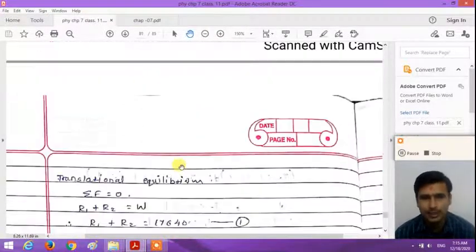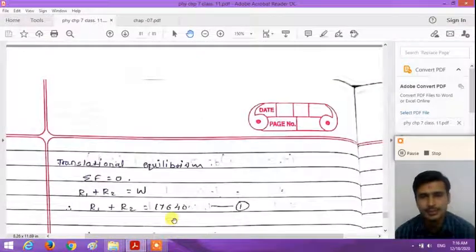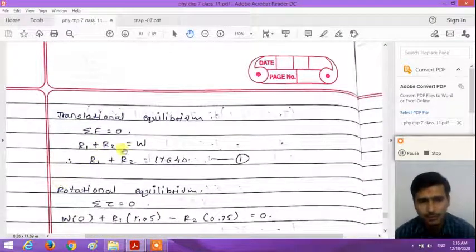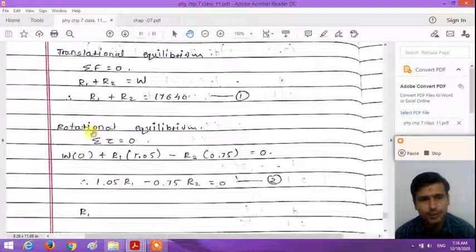If the car is in translational equilibrium, sigma F is equal to 0. So the net force acting on the car is 0. So we can write, the sum of R1 and R2, R1 plus R2 is equal to the weight force W. So from the translational equilibrium, we get R1 plus R2 is equal to W. W is equal to mg. We already calculated, so R1 plus R2 is equal to 17,640. Right?